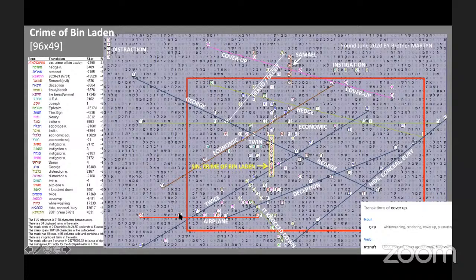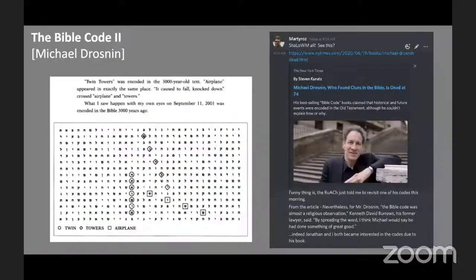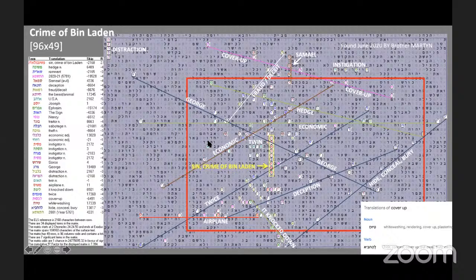So for instance, I believe one of these things is it knock. No, so this is airplane and twin. These are the terms that I looked at. And as you can see, twin, and these actually occur a couple different times. So Code Finder will actually pick a different skip in some cases, but it's the same access term, sin, the crime of bin Laden.